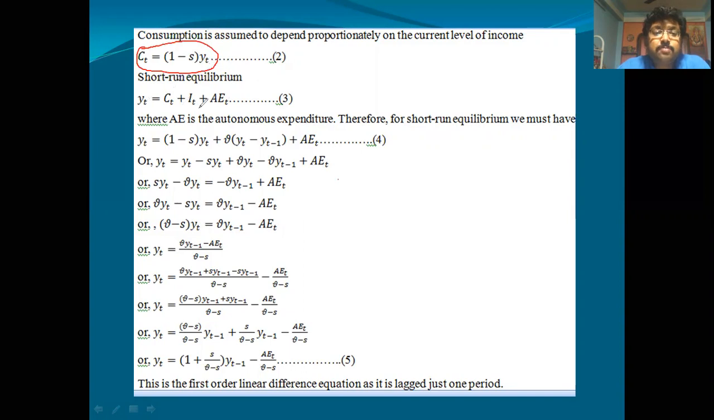Now for the short-term equilibrium, you can find y t equal to C t plus I t plus A E t. This A E t is autonomous expenditure. Now we substitute the values of C t and I t in this equation, equation 3, and now we get this equation.